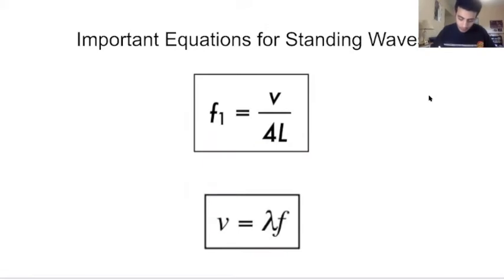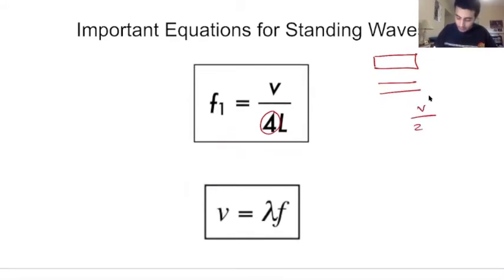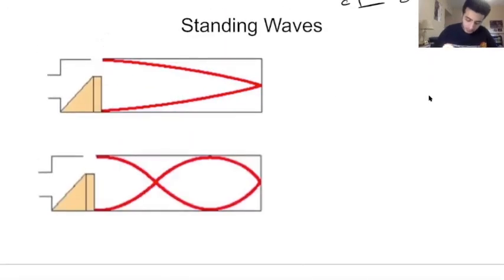This is the equation, and you notice that there's a 4. We know that when there's two closed sides or two open sides, the equation is V over 2L. So why this change? Well, let's get into it. As we can see here, there's some sort of wave here, and let's try to characterize that according to the wavelength.